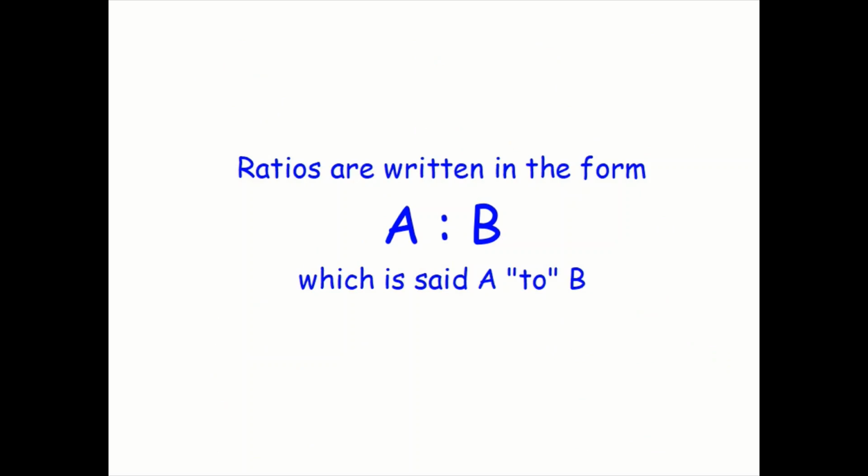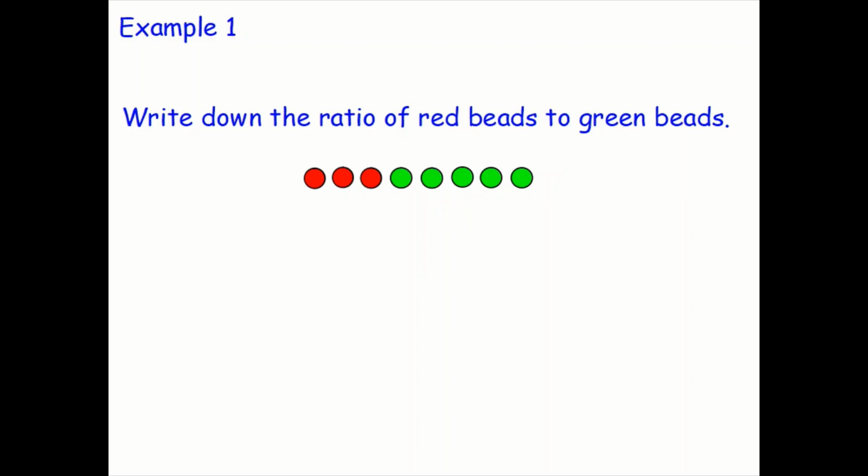Ratios are written in the form A dot dot B, which is said A to B. Okay, so these dots in the middle are this word here, A to B. And it represents the 2 parts that we've just been talking about. So this is the part to part relationship. Let's have a look at this on some examples.